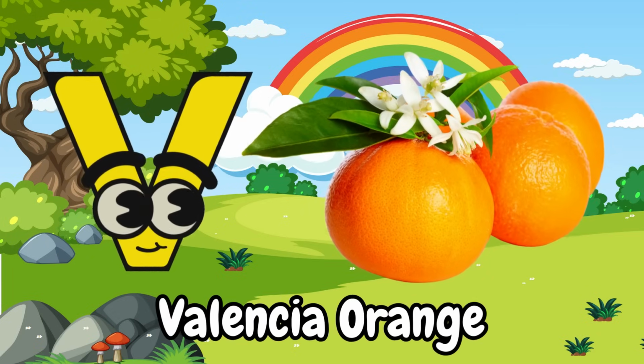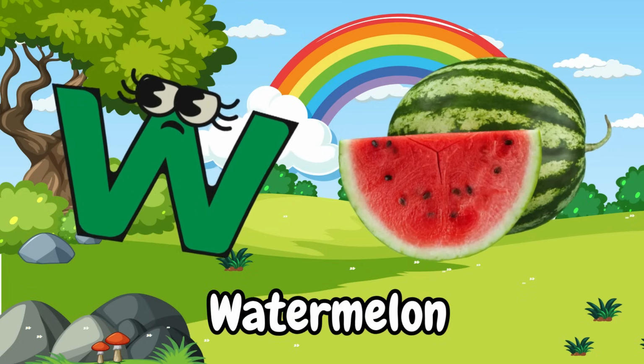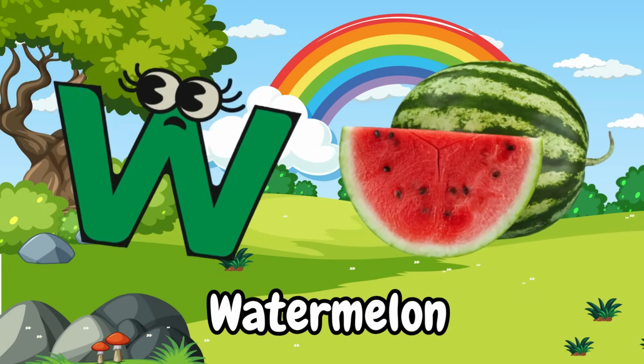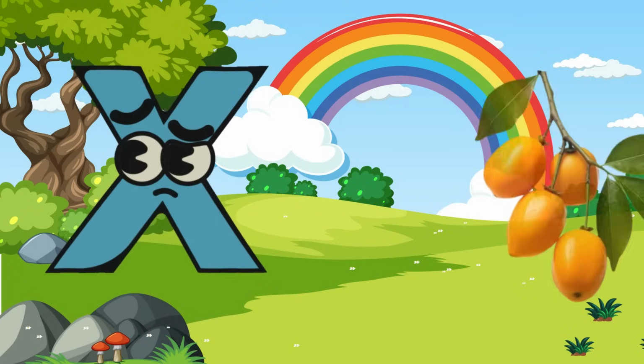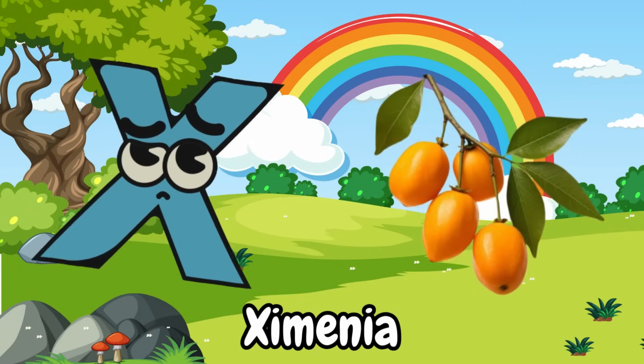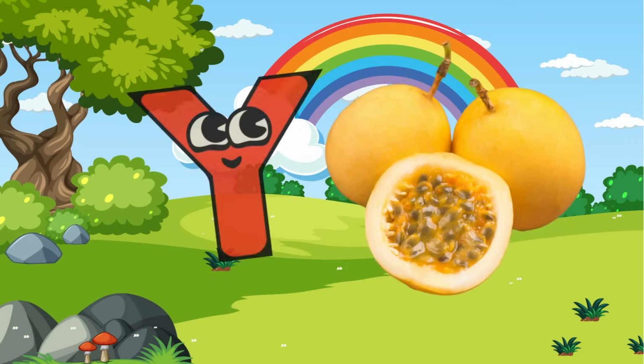V is for Valencia orange. W is for watermelon. X is for Samania.